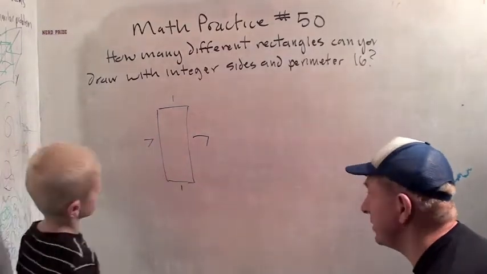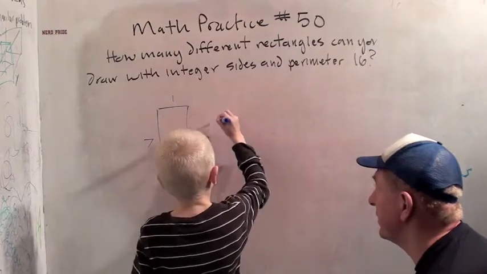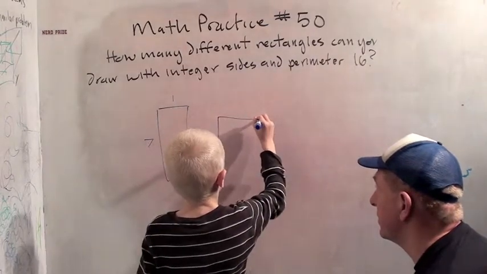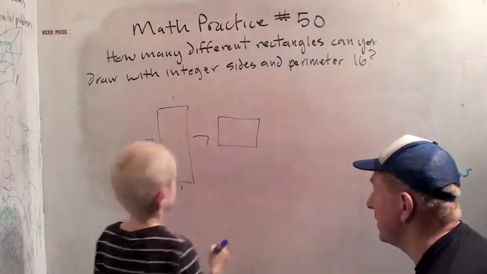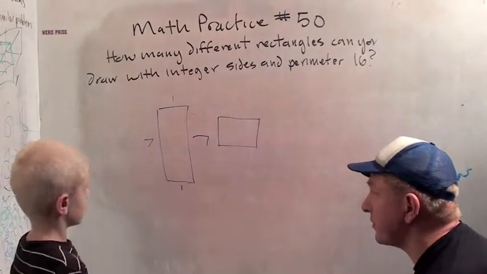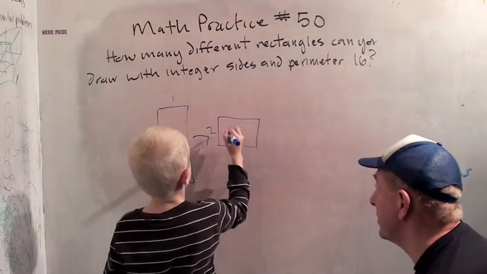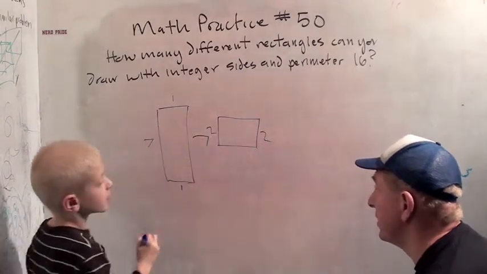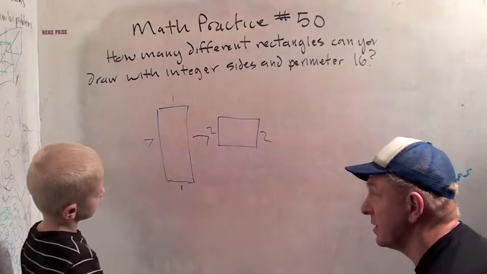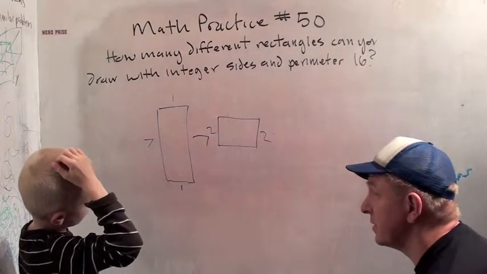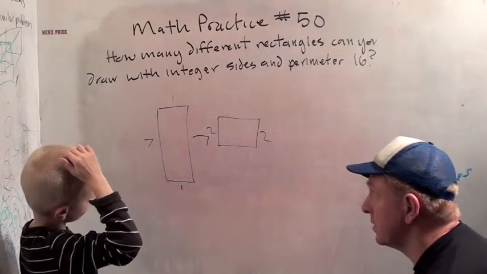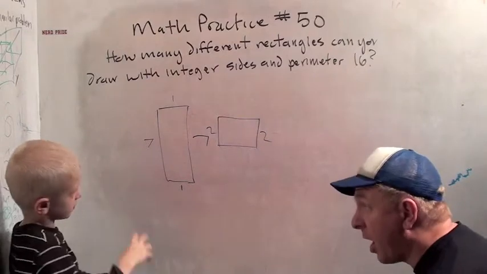Now draw another one. See if we can make a different one now. We could draw one of those sides to make 2. Great. So this would be 2, and this would be 2. Now that's 4, so we have to have something equal to 12. That's 6. Awesome.